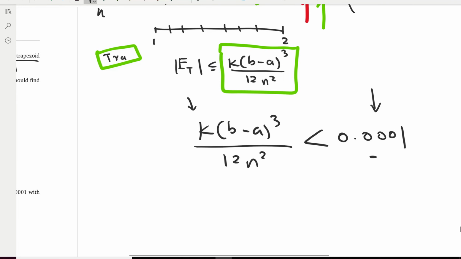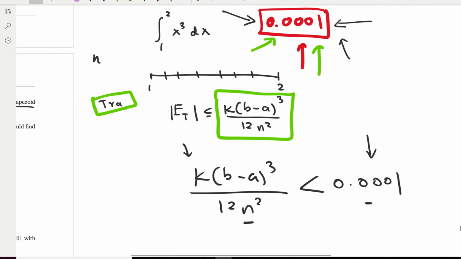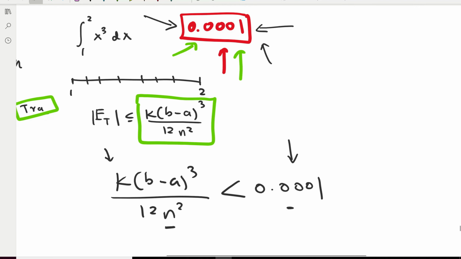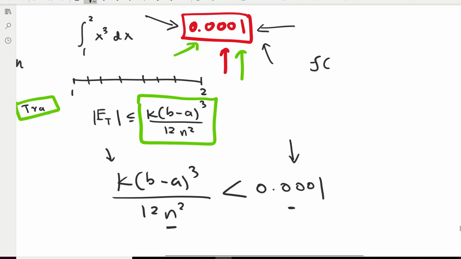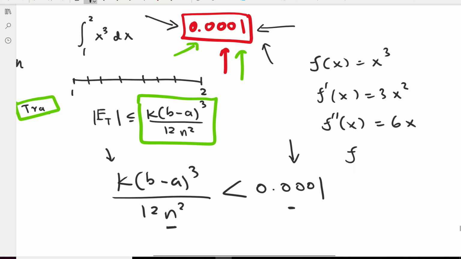Now here's the thing, I want to find n, how many subintervals. Now if you solve this inequality, you will be able to get n. So let me show you. Do we know K? Well, we know f. To find K, we know f, right? The function is x cube. So to find K, you need the second derivative. So the first derivative is 3x square. Second derivative is 6x. Now you want to find the absolute value of the second derivative, which is the absolute value of 6x.